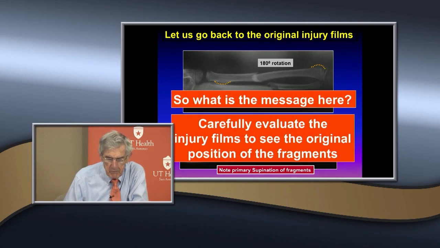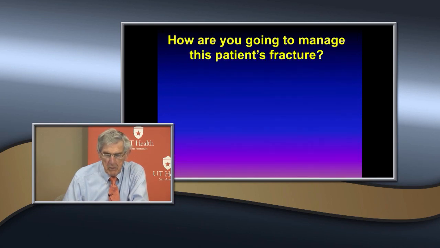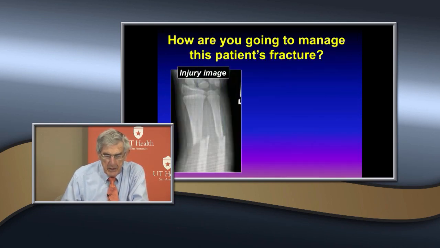So carefully evaluate to see the original position of the fragments. That may give you a clue what you have to do. Remember that proximal fragment is the king fragment, and you have to take the distal fragment and bring it to that. So here you got this patient.